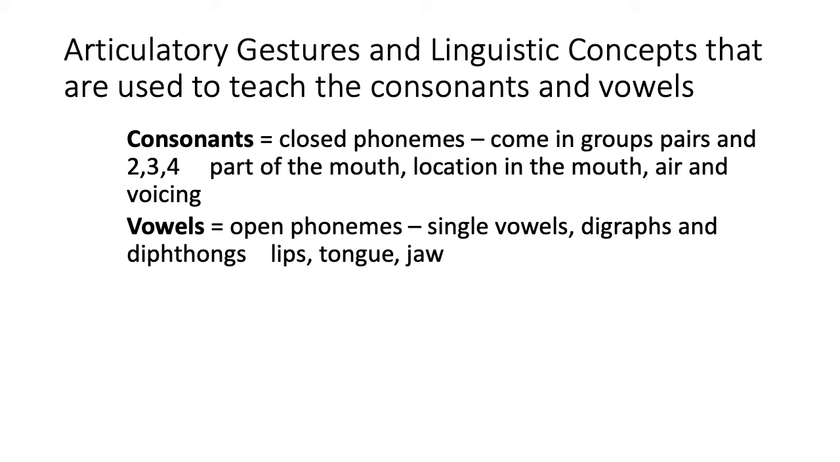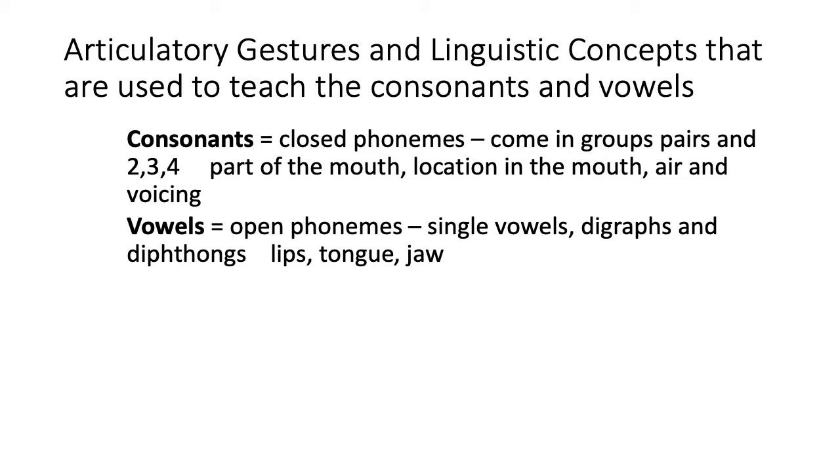Consonants are closed phonemes or closed sounds. The reason that consonants are labeled closed phonemes is that some part of the mouth closes off the airflow and then releases it. The consonants come in groups, pairs, or 3 or 4 sounds. When we teach the articulatory features of the consonants, we ask about what part of the mouth is being used, the location in the mouth, the front, middle, or back of the mouth, defining the type of air produced by a consonant, and voicing.